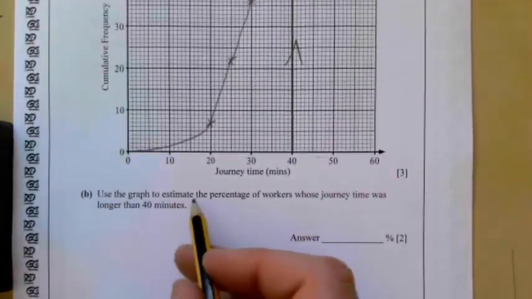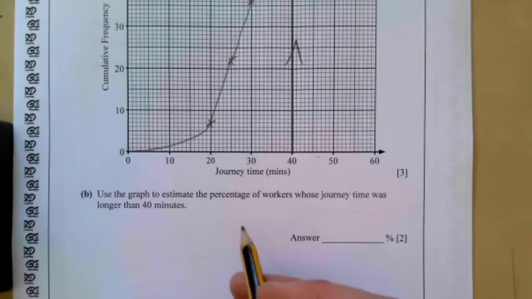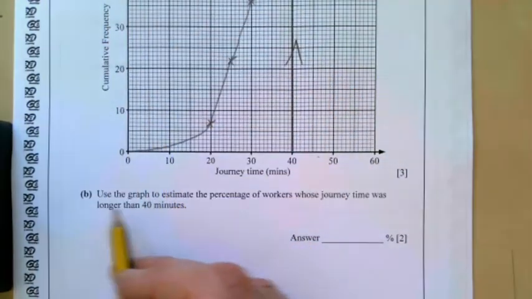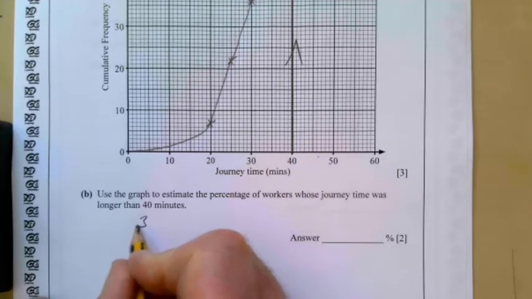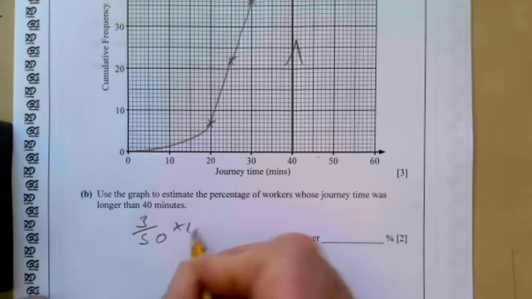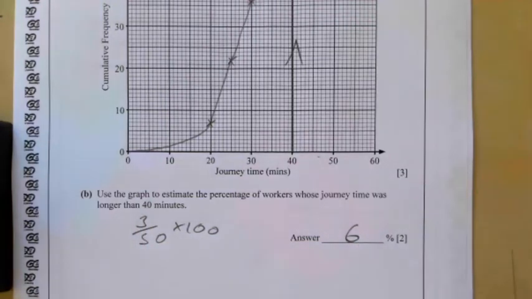Okay, use the graph to estimate the percentage of workers whose journey time was longer than 40 minutes. So let's think about this. 47, but the 47 of the people were shorter than 40 minutes. So that means it's going to be 3 out of the 50. As a percentage then, that's going to be 6%. Obviously 6 over 100 is what we're looking for there.